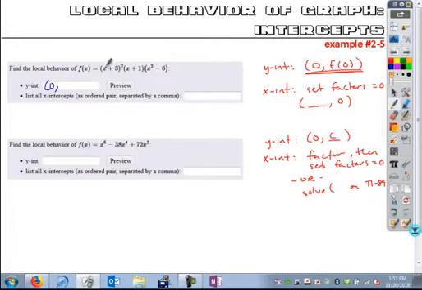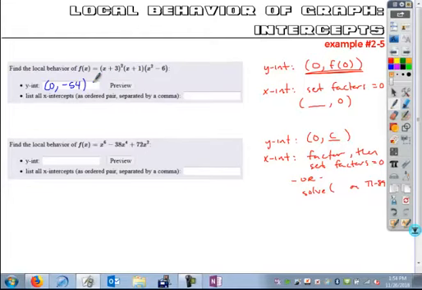If I plug in a 0 for each of these x's, I get 0 plus 3, which is 3 squared, which is 9, times 0 plus 1. 9 times 1 is 9. 0 squared minus 6 is negative 6. 9 times negative 6 is negative 54. So my y-intercept would be 0, negative 54. Make sure that you're writing these as ordered pairs when you enter them.